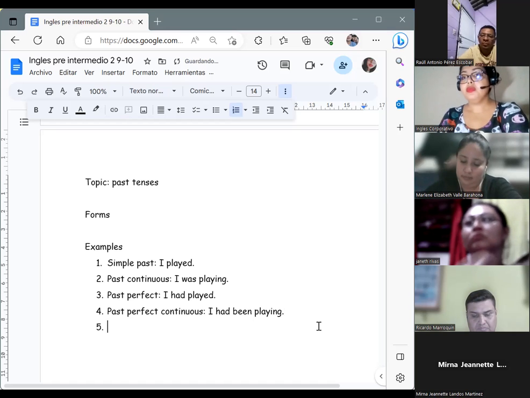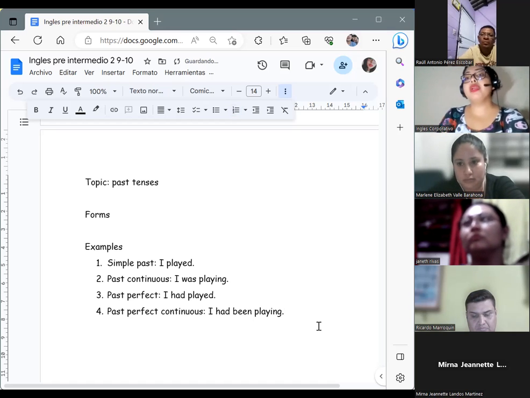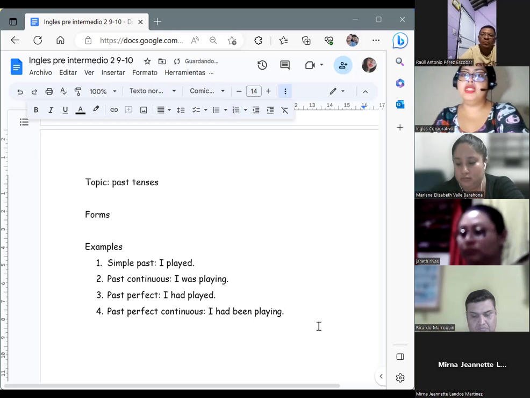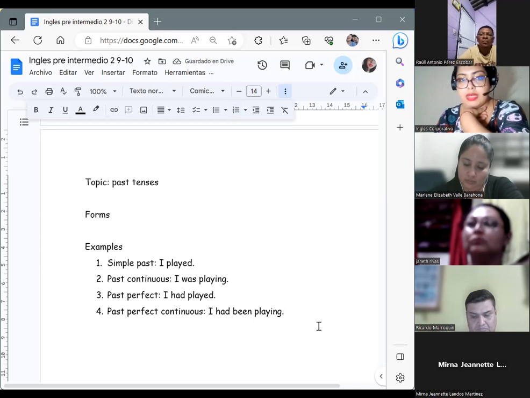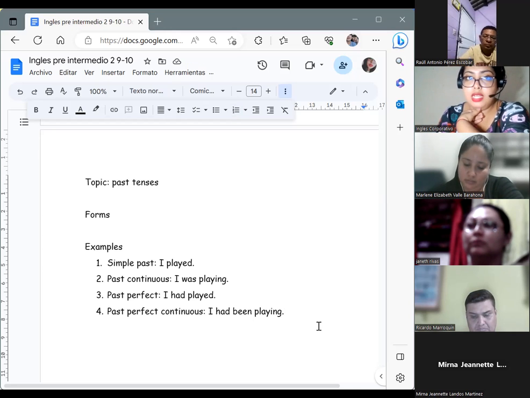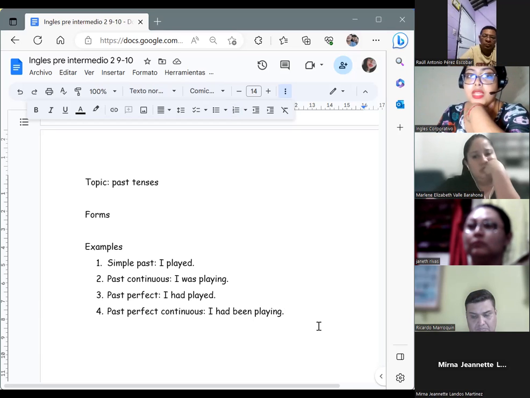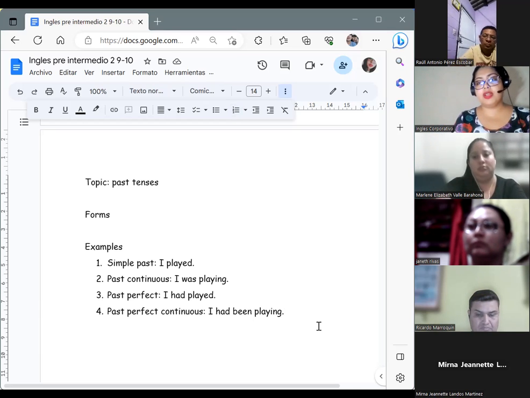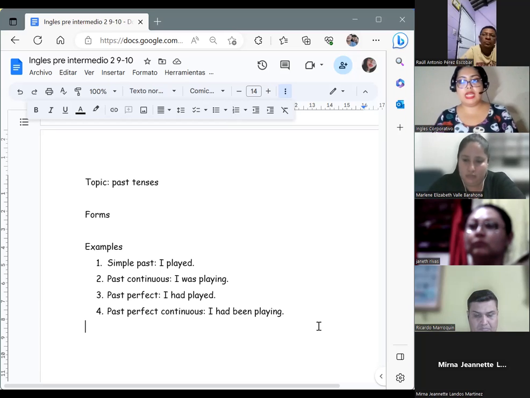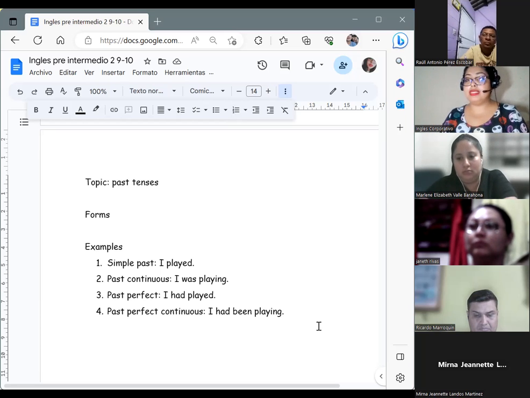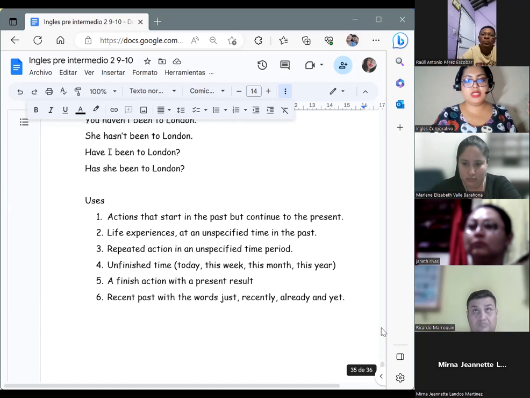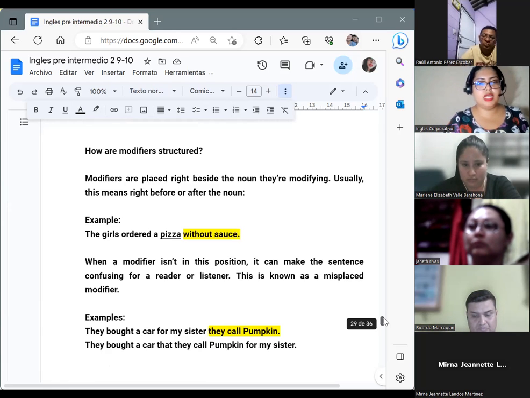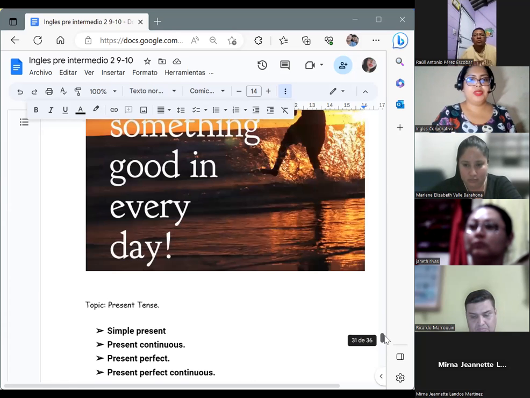Okay, in this case, we have these elements and we need to make like a contrast of the information that we have in the present. Para hacerlo mucho más fácil, para entenderlo mejor, vamos a poner estos fragmentos junto a los fragmentos que ya tenemos en el presente. So we are going to see the phrases that we have at the beginning of this topic.